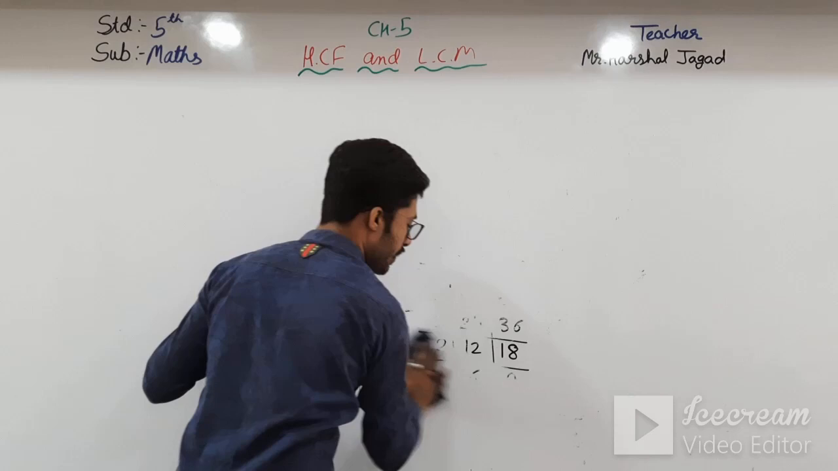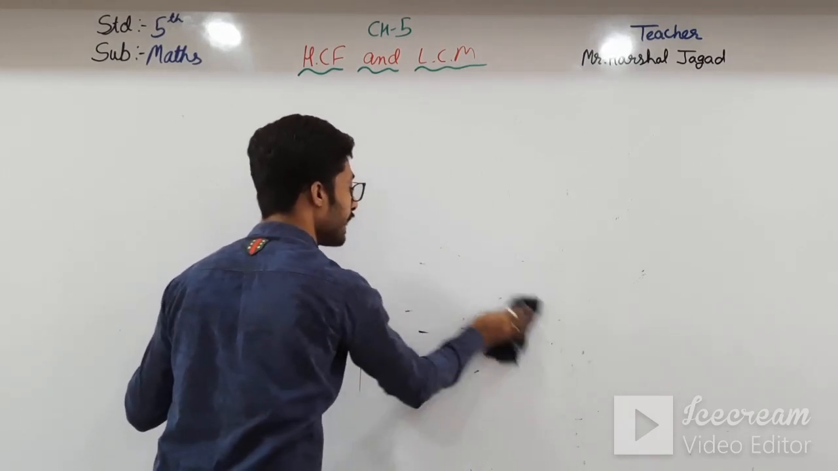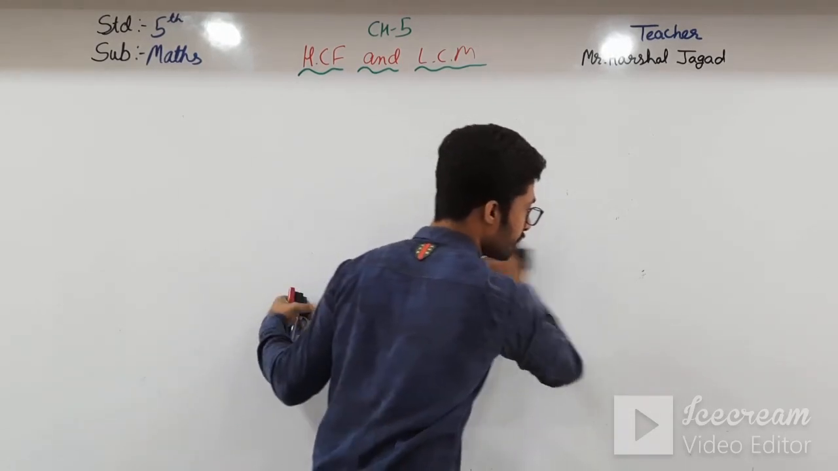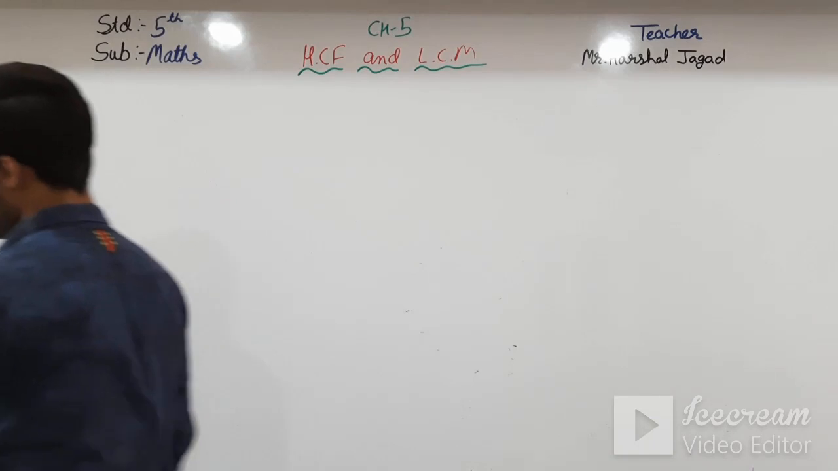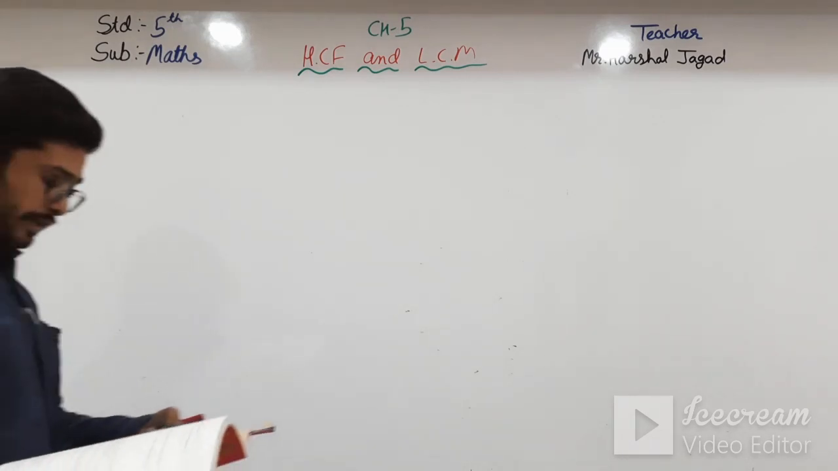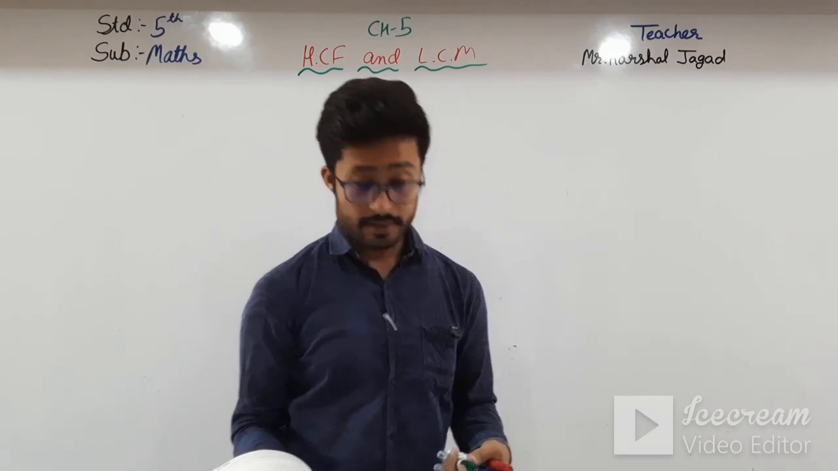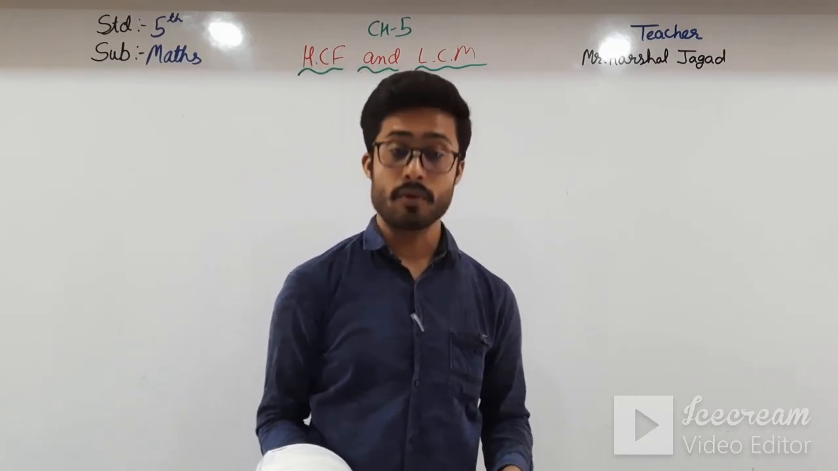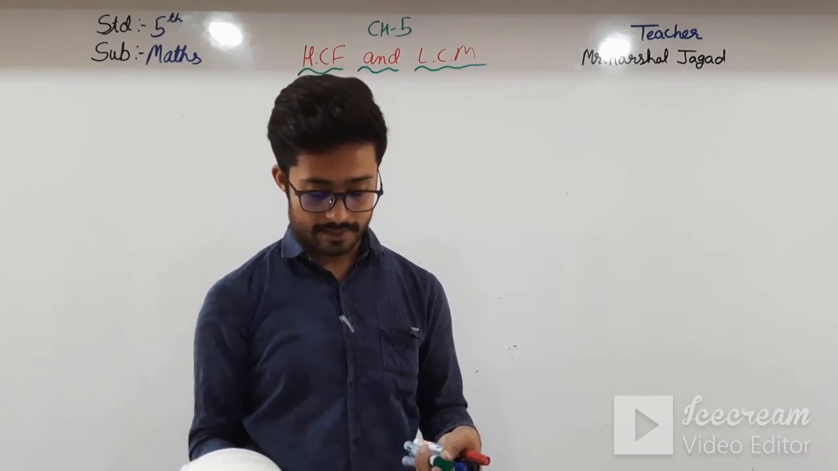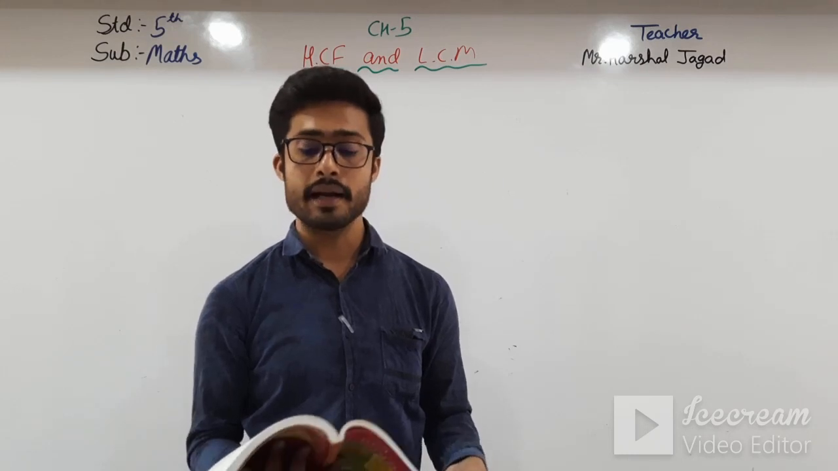so in this video today we will see how to find the LCM. Okay students, so finding the LCM, but before that we will see the prime factors of the numbers. I am just reading, see here, prime factors of a number: the factors of a number that are prime numbers are called prime factors of a number. Factors of 6 are 1, 2, 3 and 6. So the prime factors are 2 and 3.